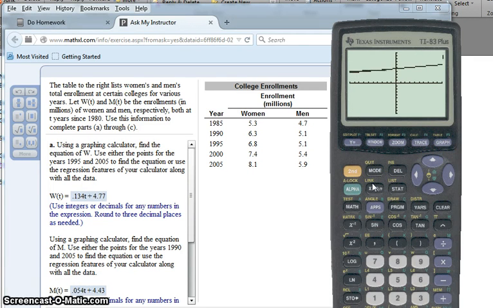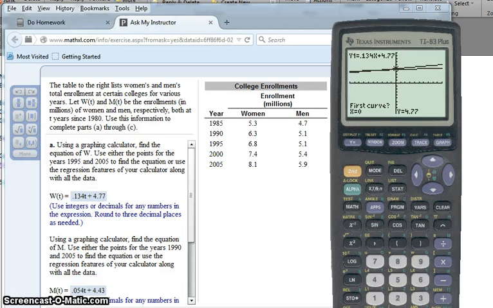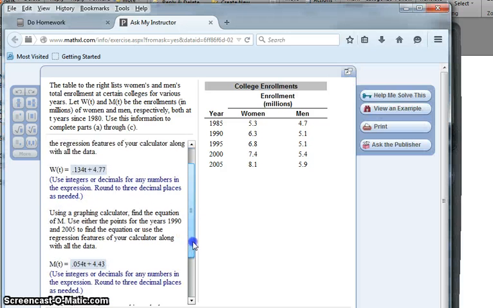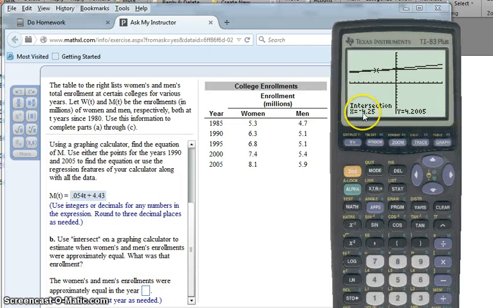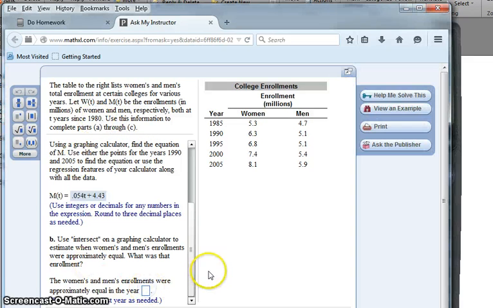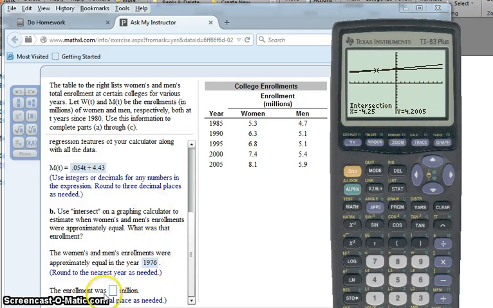Make sure I can see where those cross. Not sure if I see it or not. I'll just try it, see what the calculator tells me. Calculate the intersect. It says they crossed right there. So that was year -4. So since we started in 1980, that would be 1976. Let's see if that's right. Yep. And enrollment was 4.2.